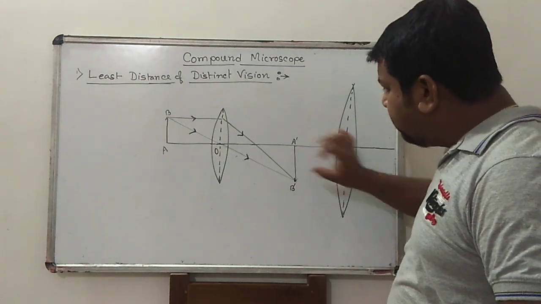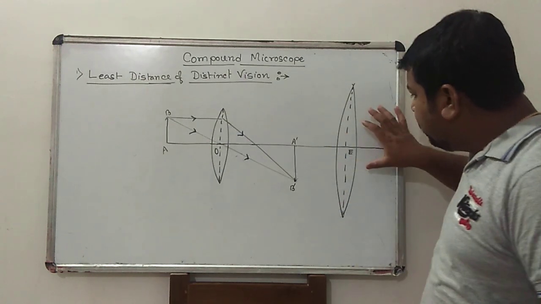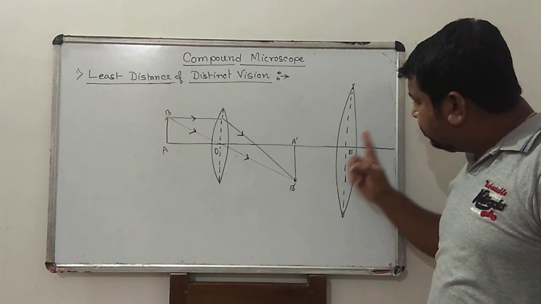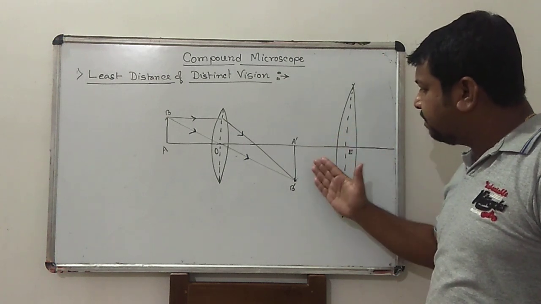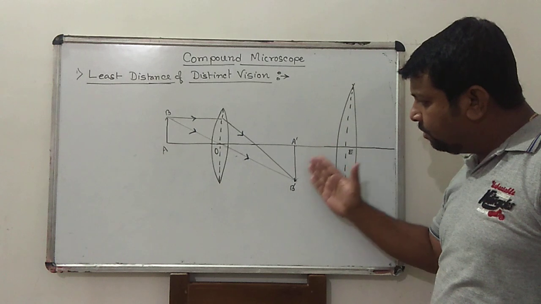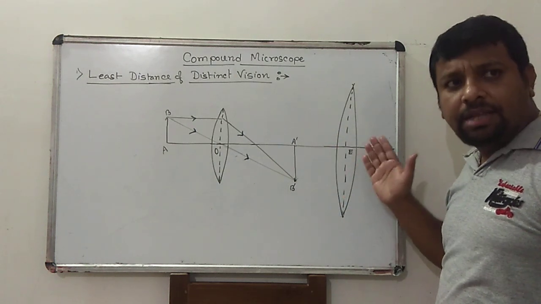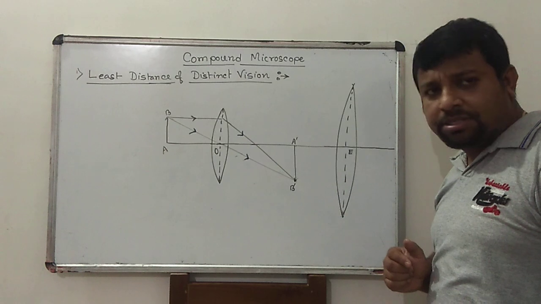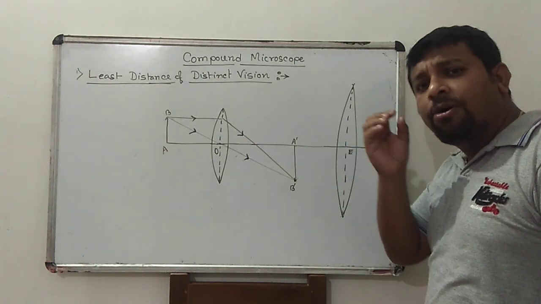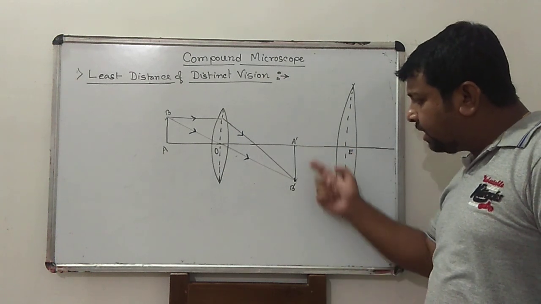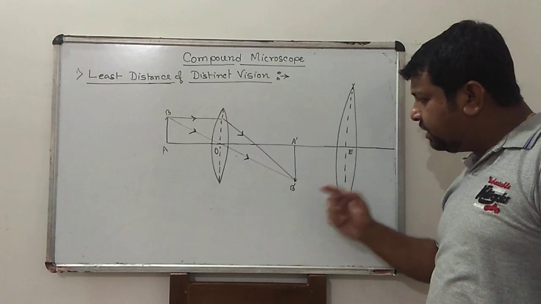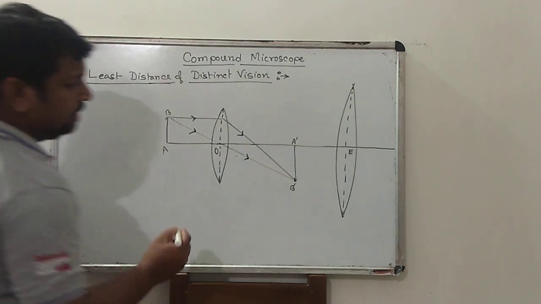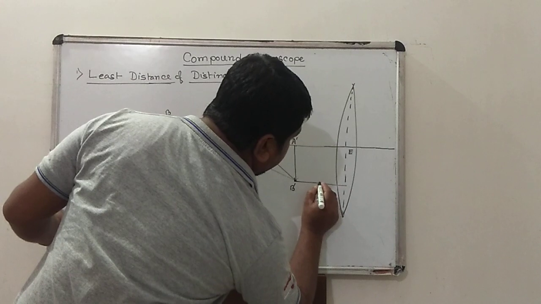This real image is formed in front of the eyepiece. So this image is used as an object by the eyepiece. Then the rays of light coming from this real image A dash B dash, which is used as an object by the eyepiece, are incident on it like this. This is the ray diagram. The rays of light coming from this are incident on it like this.